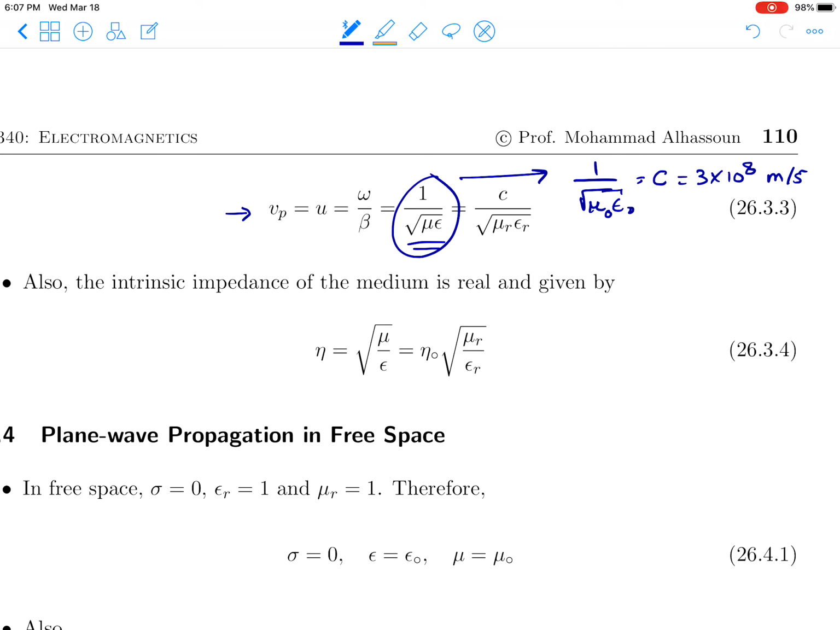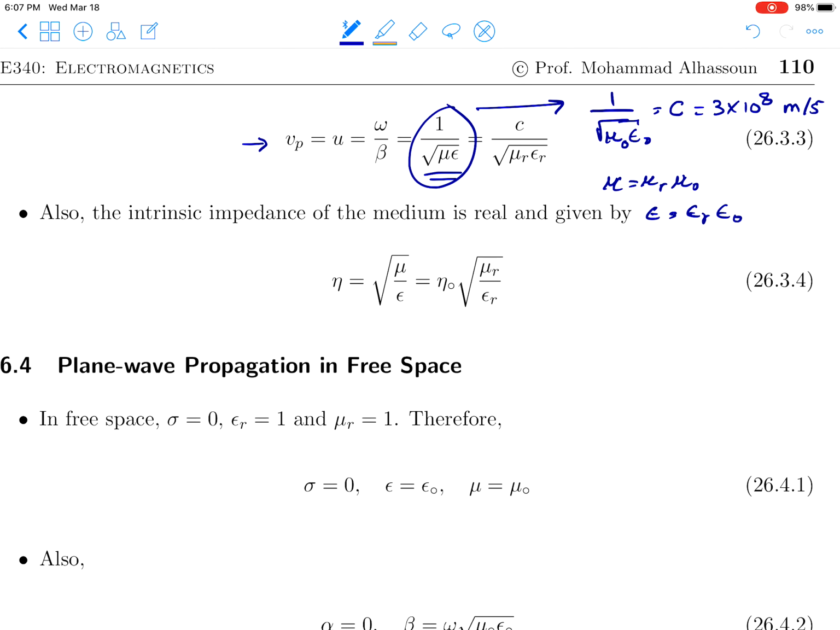But since here mu is mu r times mu naught, and similarly epsilon is epsilon r times epsilon naught, the wave velocity will be the speed of light divided by the square root of relative permittivity multiplied by the square root of relative permeability.